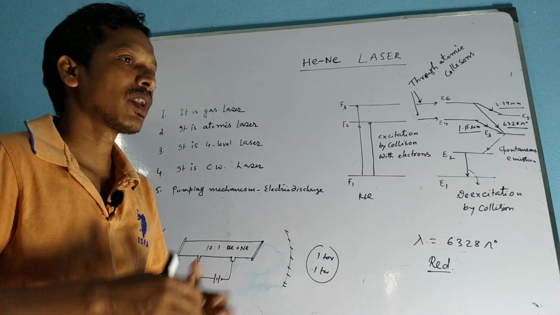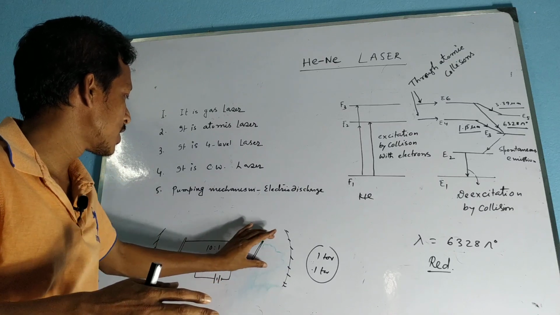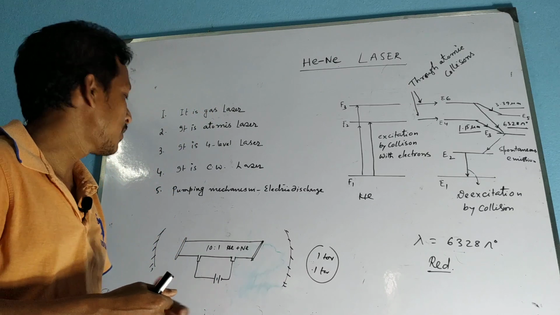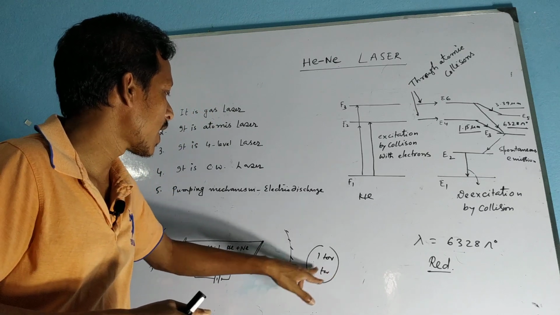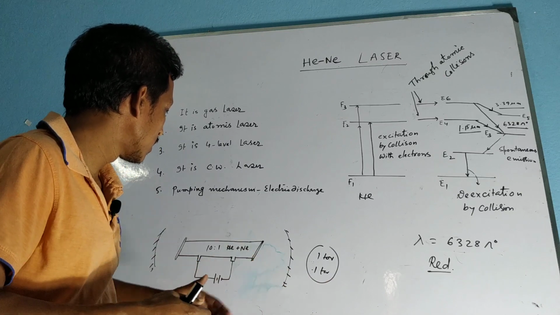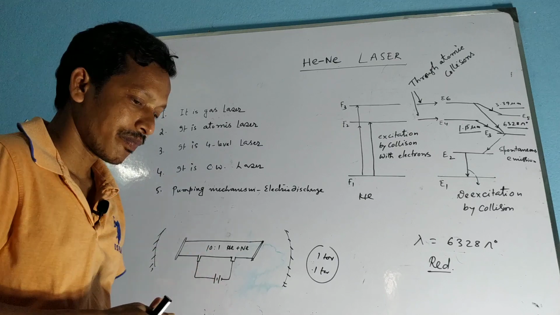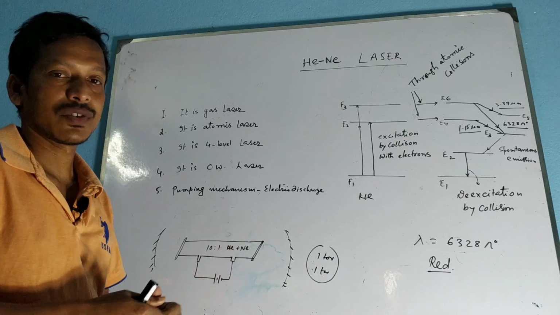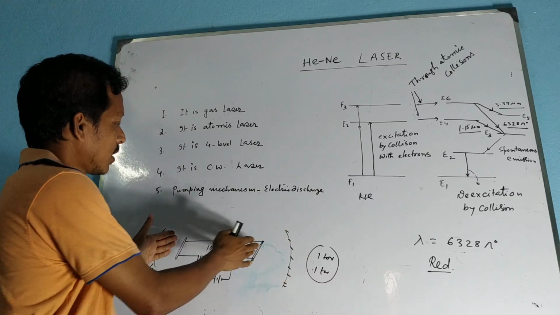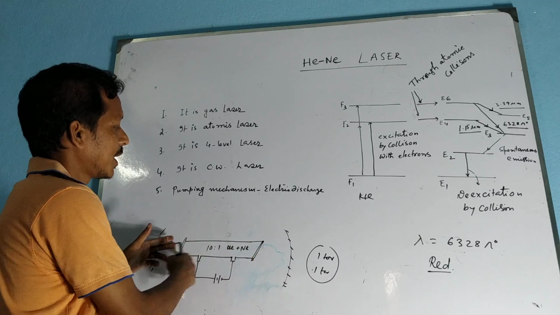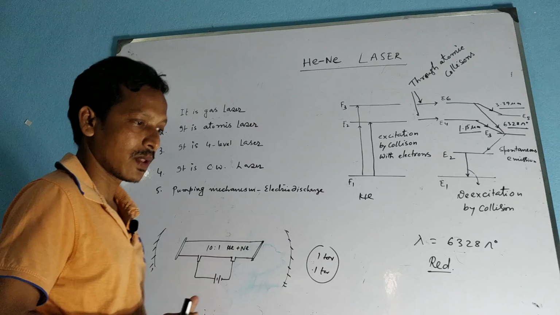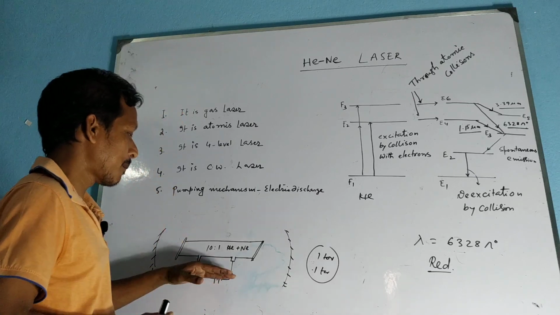Helium neon laser consists of a long narrow discharge tube. This is the long narrow discharge tube, and it is filled with helium and neon, typically at pressures of 1 torr and 0.1 torr. So helium and neon are taken in a 10:1 ratio, and this is the resonator cavity. In the resonator cavity we place the active medium, helium neon gas, and this is the high power supply, which is used for the electrical discharge for the pumping.